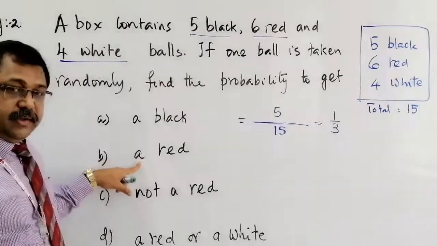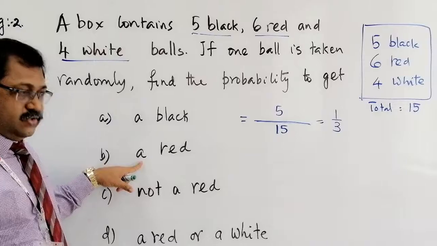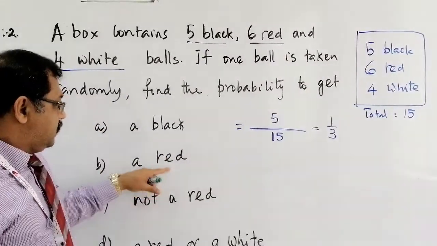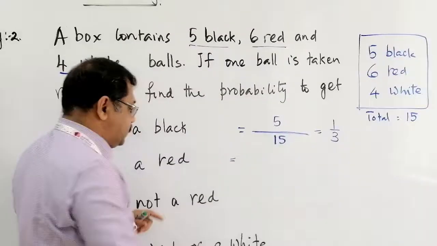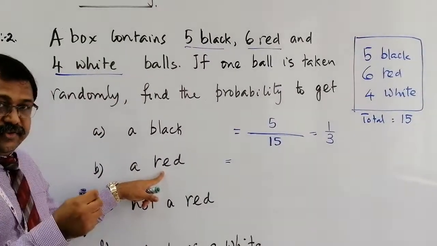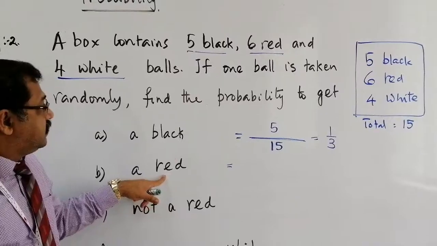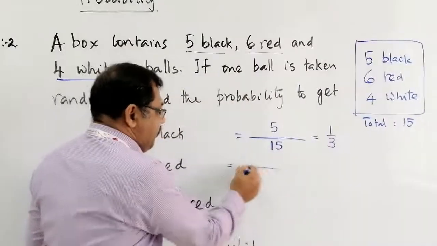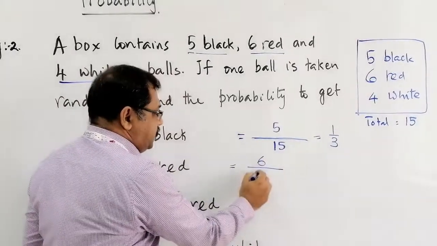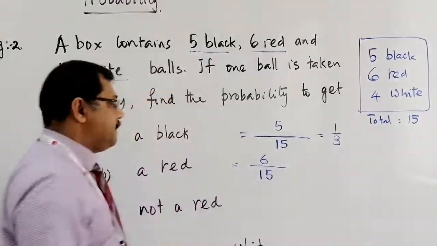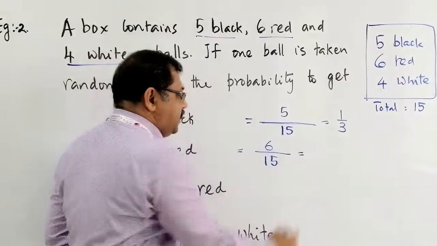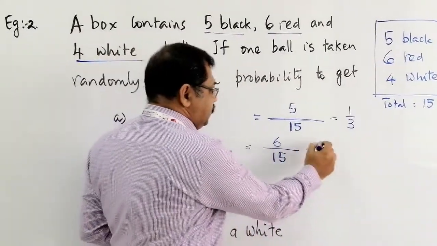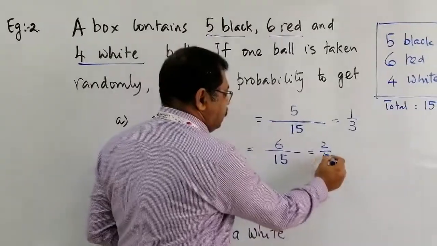Now look at the second one here. If you select a ball, what is the chance of getting a red ball? So here again, the same process, you have to look for the favorable chances. How many red balls are there? 6 red balls are there, divided by the total number, which is 15. Here also we can simplify. You can divide by 3 here. So we get 2 divided by 5.